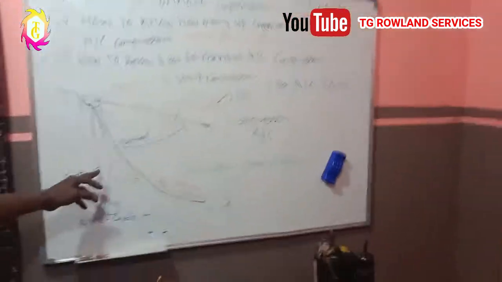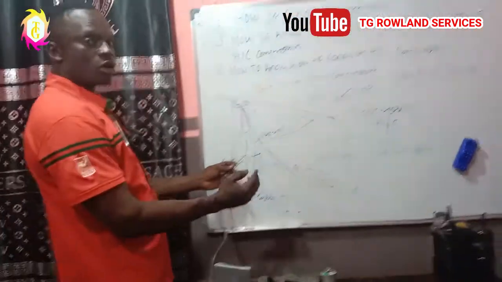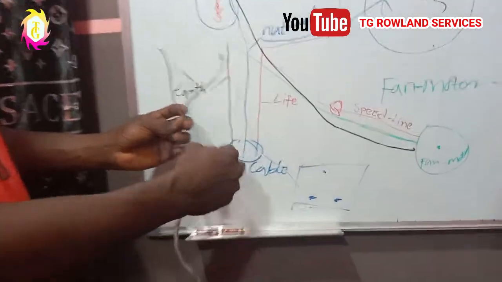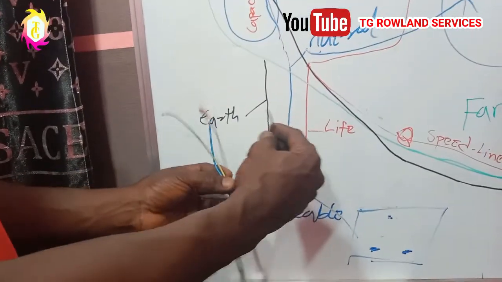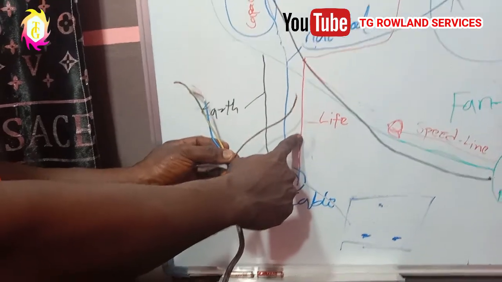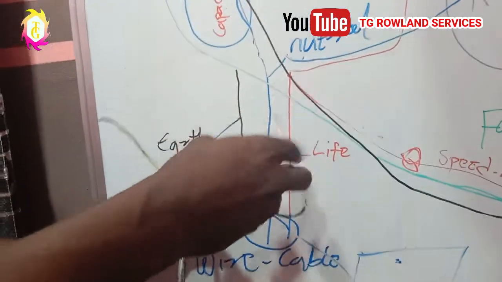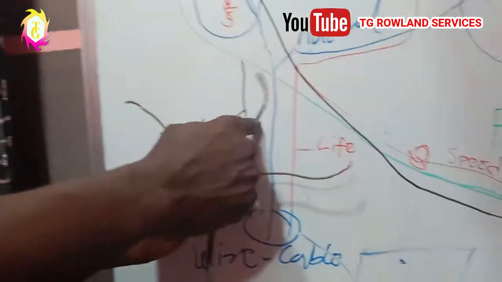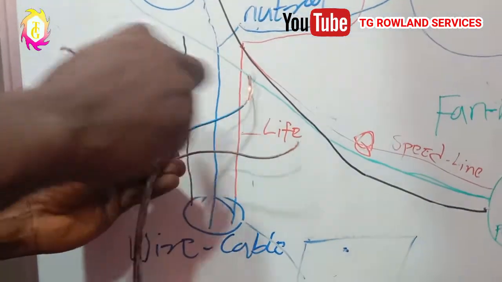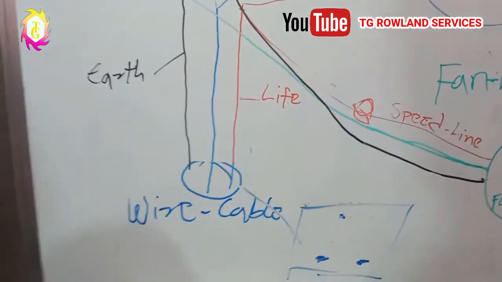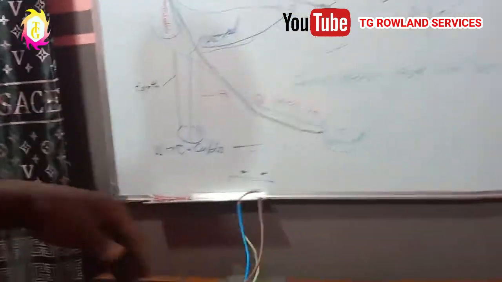Now, back to the board. I want you to understand something. Come close. This brown represents this man called the live wire. This blue wire represents this other man called the neutral. And this is the earth, which is this other man here. Alright. Back to the connection of what we are going to do today.